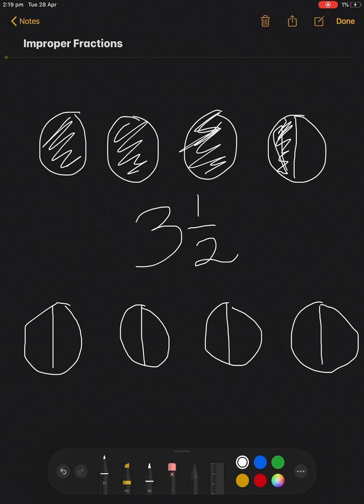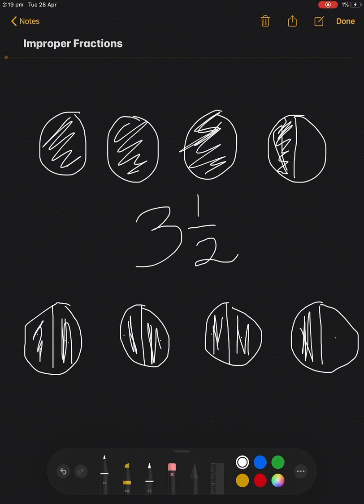Each cookie is divided into 2 equal parts. 1, 2. 1, 2, 1, 2, 1, 2. I want to see how many halves I have here total. How many halves is 3 1/2? So that's 1, 2, 3, 4, 5, 6, 7. That's 7 halves.